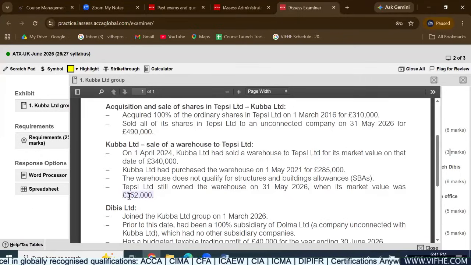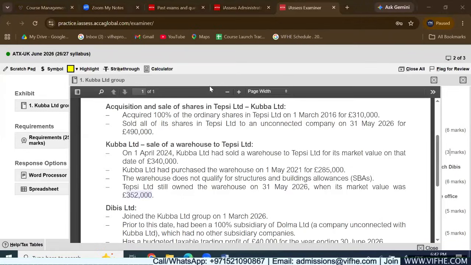As in, they could have said that back on 1st April 2024, when Kuba Limited transferred the warehouse to Tepsi Limited, though it had a market value of £340,000, the price that Tepsi Limited paid was, let's say, £300,000. So the price paid could be different from the market value of the asset. The seller itself had acquired the asset for £285,000. And by the time Tepsi Limited left the group, which is basically the point when SDLT is going to be due, the price of the building had escalated to £352,000. But which value is to be taken into account?